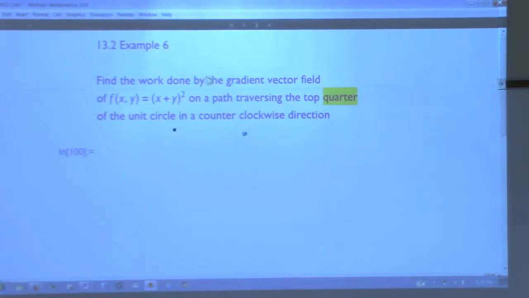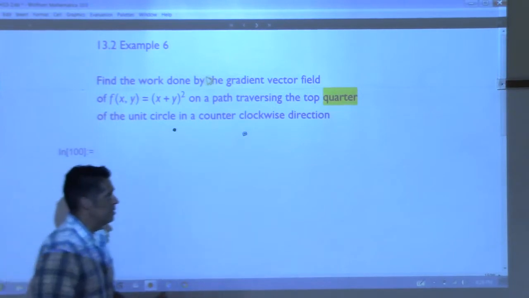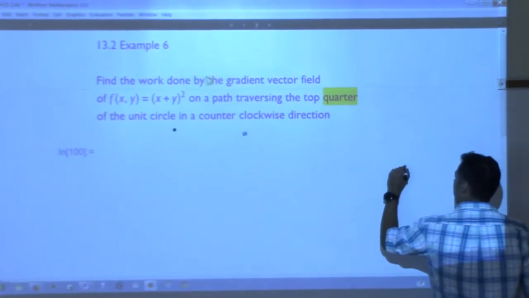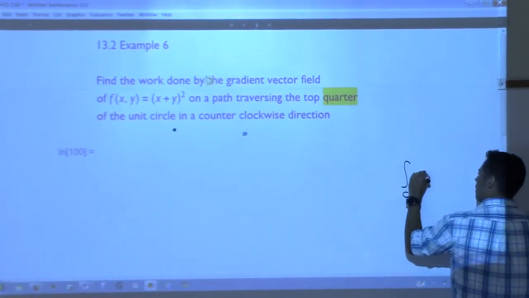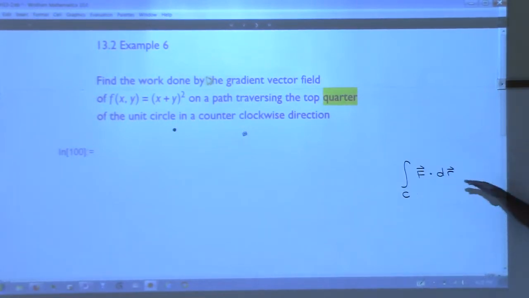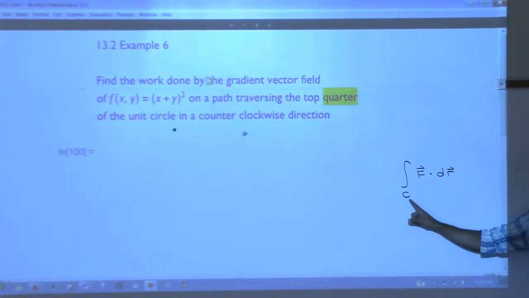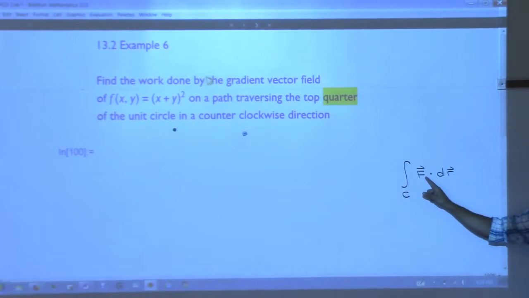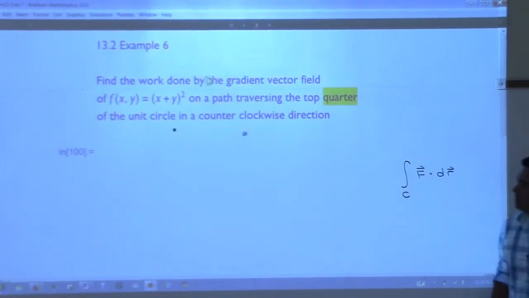All right, so we want to know what the work is, right? We want to know what the work is. So the work is, that's what we want, right? We want to calculate this. So there's a couple of things we need to know. We need to know C. We need to know the path, but we need it written as a vector valued function, r of t. And we need to know what the vector field is, all right? So what is the path? Let's start with the path.